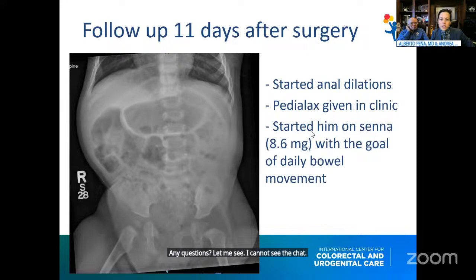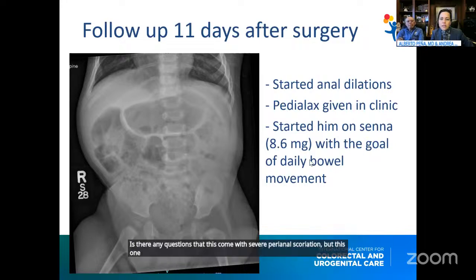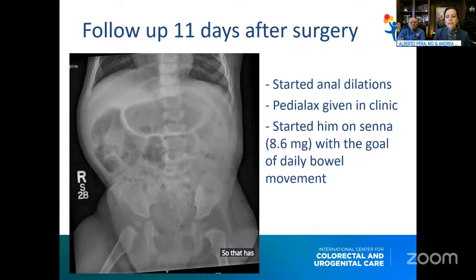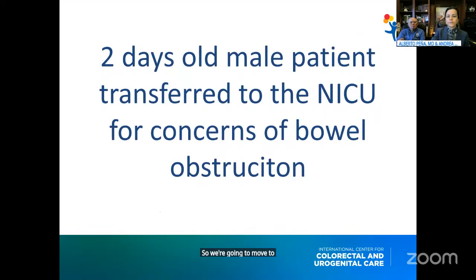Is there any questions? Said this come with severe perianal excoriation, but this one has a healthy skin. Well, in patients with rectoperineal fistula that have a late diagnosis, I don't see severe excoriation because they suffer from severe constipation. So that has been my experience. I think that's the only question that we see. So we're going to move to the next case.